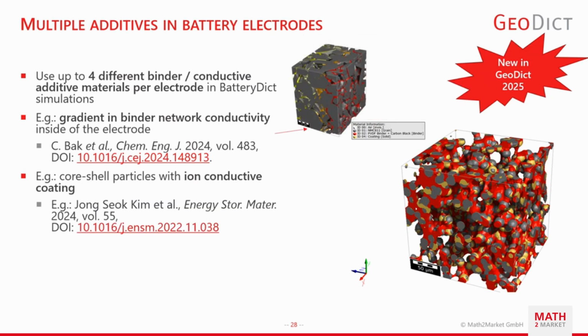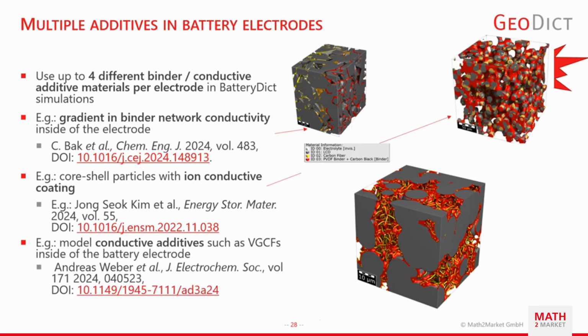Or you could say, I have core-shell particles, like particles with a coating, for example an ion conductor. That would be the yellow coating on the gray active material particles, and then you still have the CBD phase as the red material ID. You would then use both in the electrochemical simulation. Or you can say, I have my active material, I have my CBD phase, that's the red part, and I have conductive additives, for example vapor-grown carbon fibers. You can simulate such a structure now because you can use up to 4 different additives in the charging simulation.